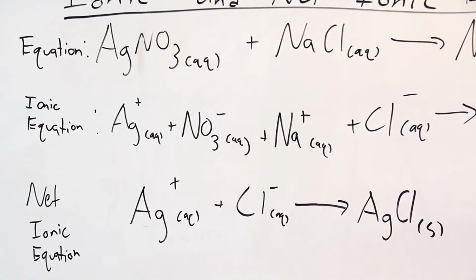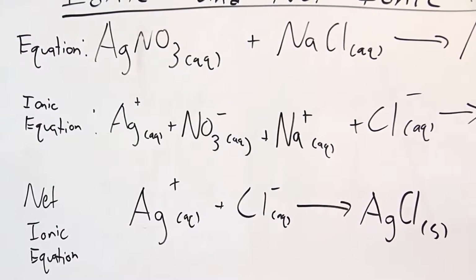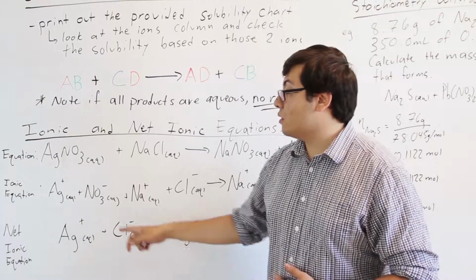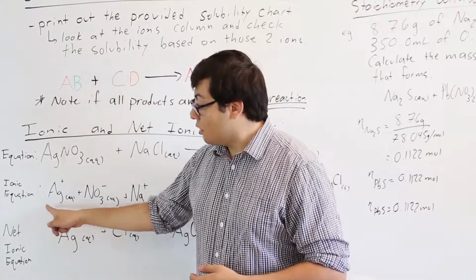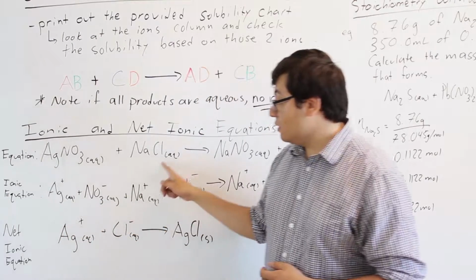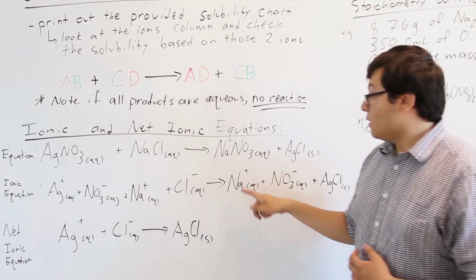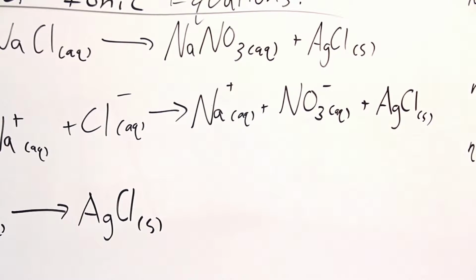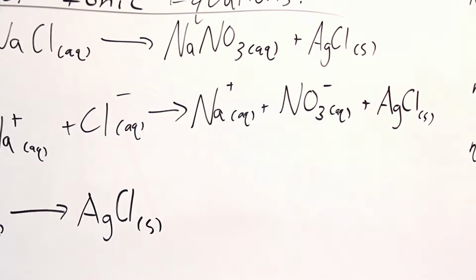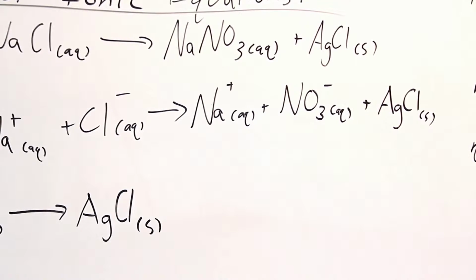The ionic equation just takes the original chemical equation and breaks it down into the ions. Because this is aqueous, in solution it breaks down into ions. So I've broken it down into ions over here. Same with this. Sodium nitrate also breaks down, so I can write it like that. But silver chloride does not break down, so I have to leave it as AgCl solid. I can't break it down.